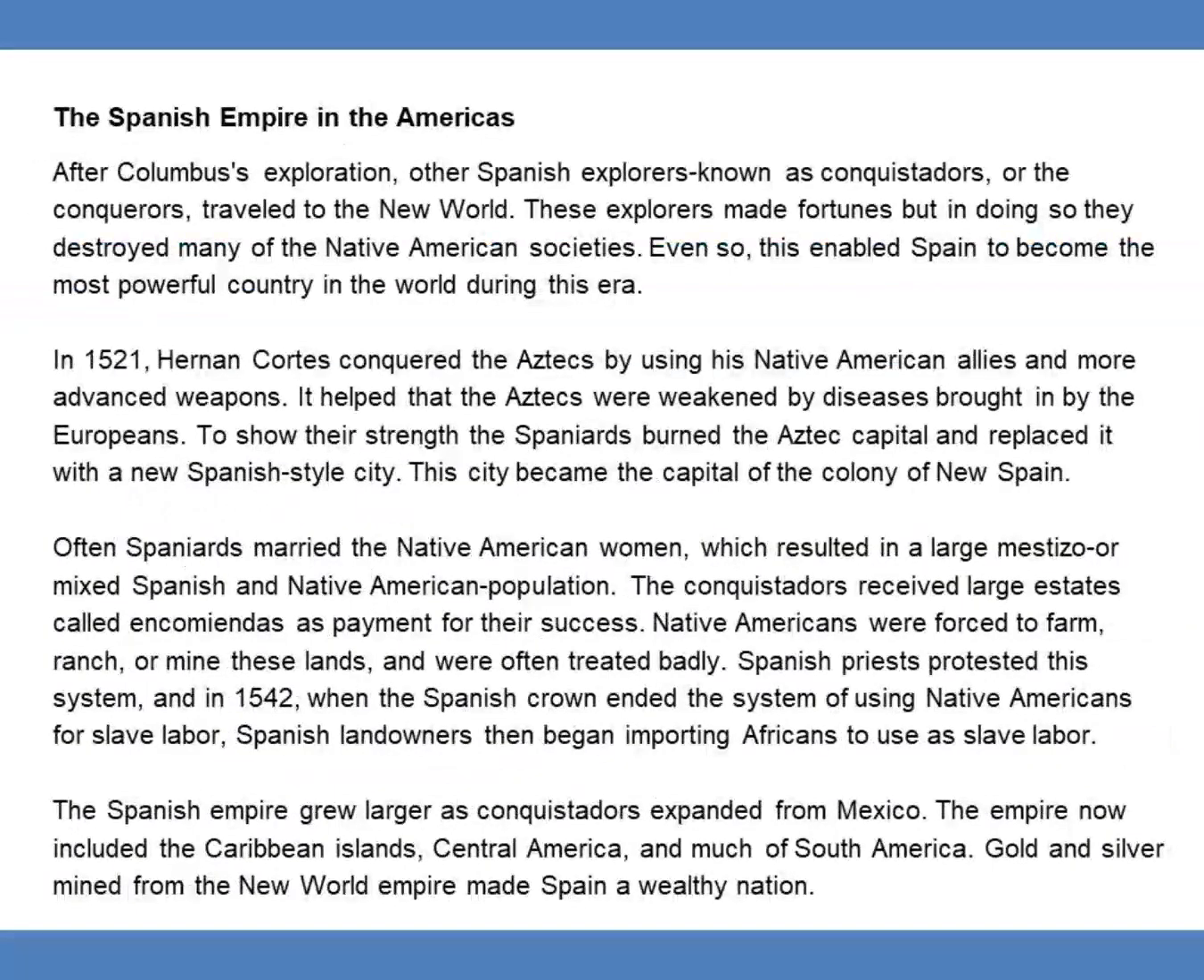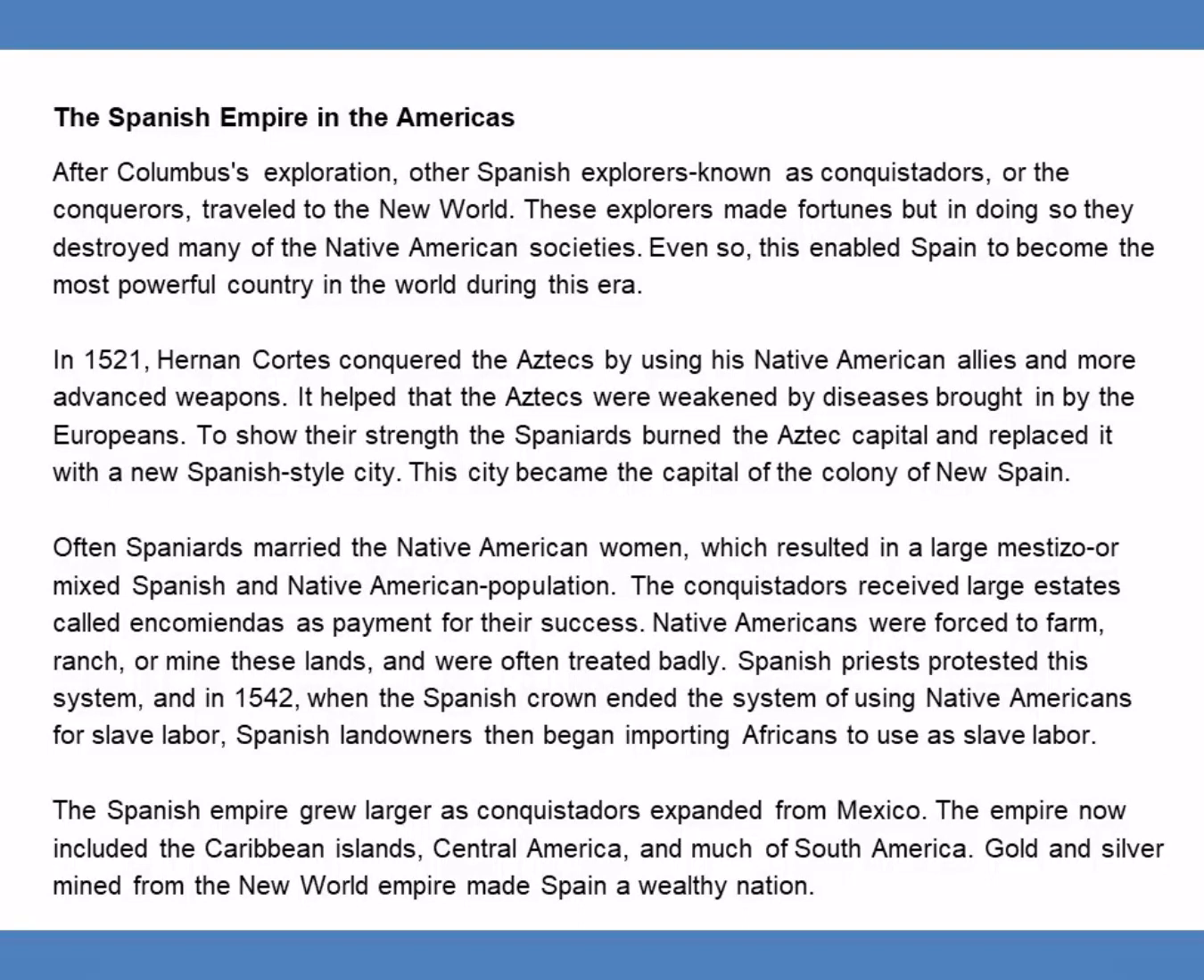The Spanish Empire in the Americas. After Columbus's exploration, other Spanish explorers known as conquistadors, or the conquerors, traveled to the New World. These explorers made fortunes, but in doing so, they destroyed many of the Native American societies. Even so, this enabled Spain to become the most powerful country in the world during this era.